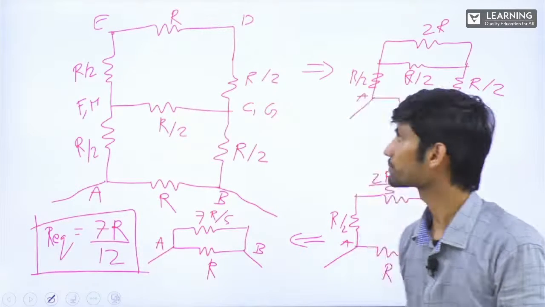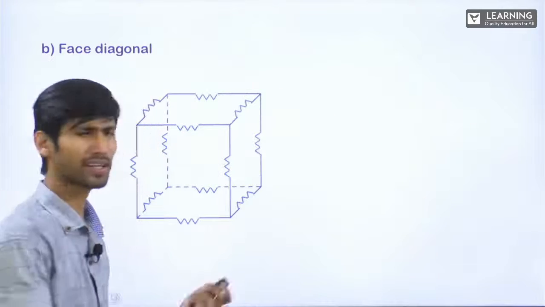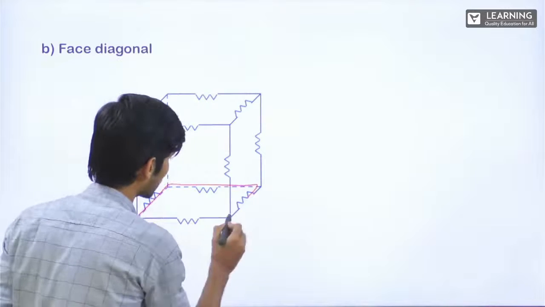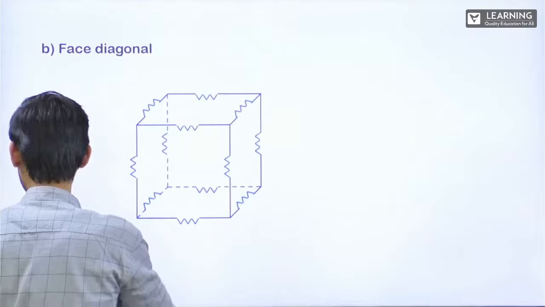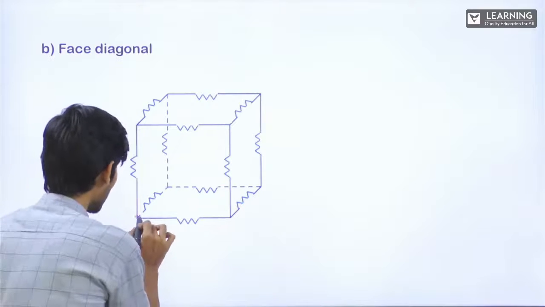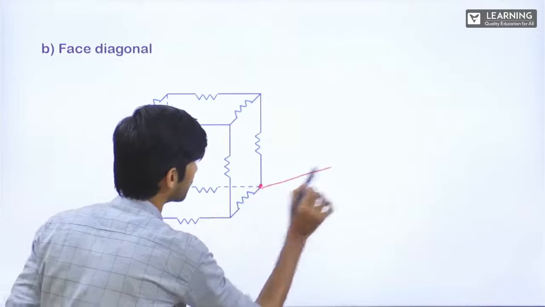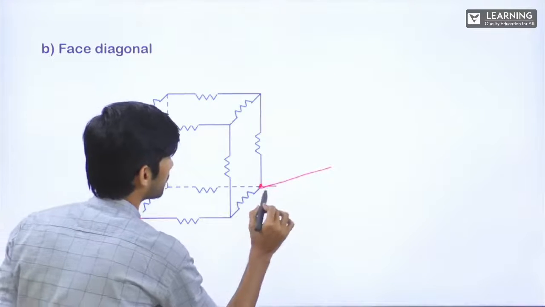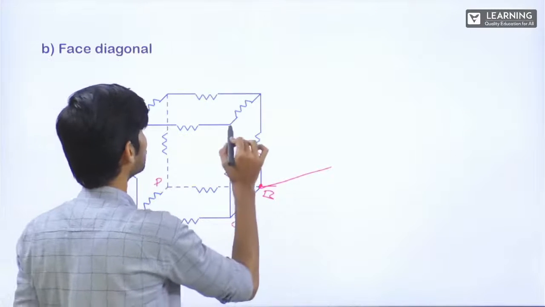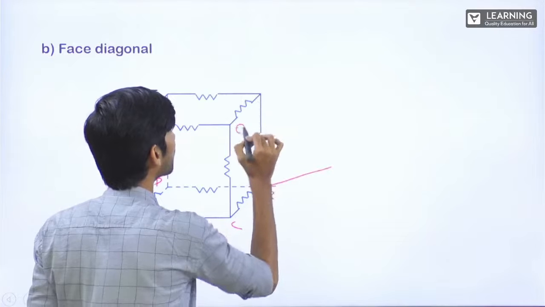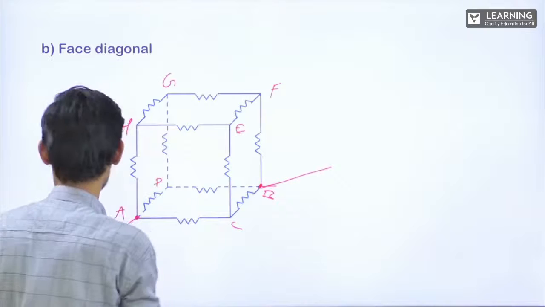Next, the face diagonal. Across the face diagonal, we can take any face. I'll be taking this face, the base one. Okay, it is up to you. You can take any face. Let us name it. So if I'm taking this face, I'll be taking these two points. Let's say this is A, this will be B. C, D, E, F, G, H. Alright.